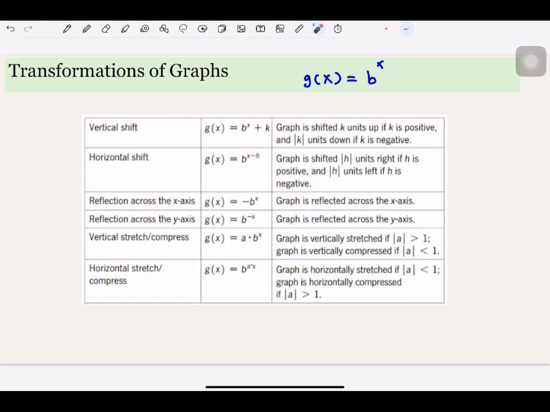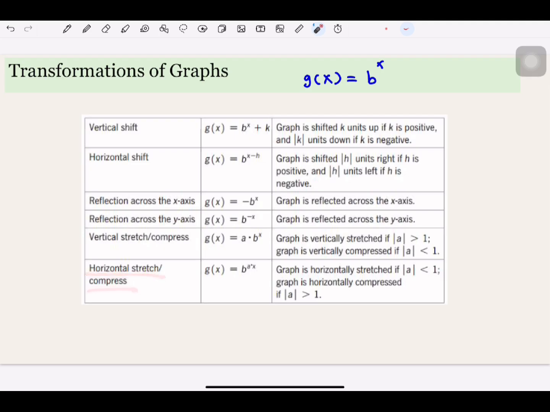Okay, next, vertical stretches and compressions. If you have the function as a multiplied by b to the power x, then if the absolute value of a is greater than 1, the graph stretches vertically. So it gets steeper. But if the absolute value of a is between 0 and 1, it compresses vertically. It looks flatter.